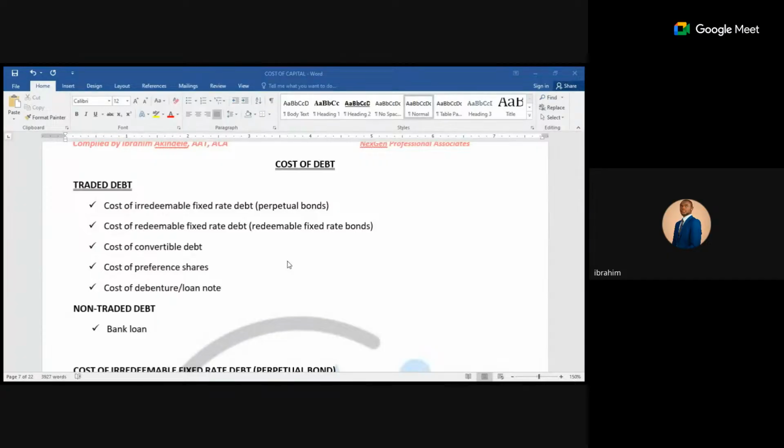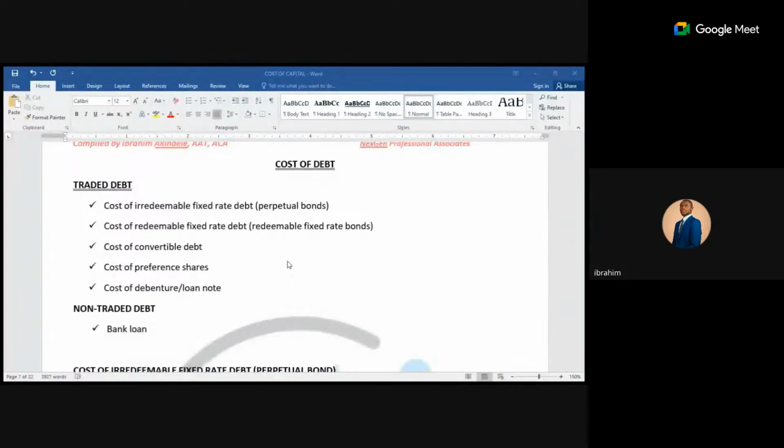What is traded debt? Traded debts are debts that can be traded in the money market, in the market. It is a debt instrument. You can see it can be traded. It can be issued to the general public. That is traded debt.